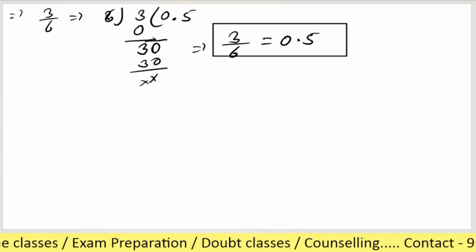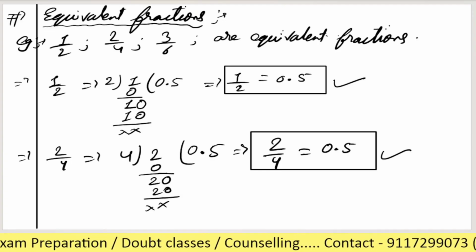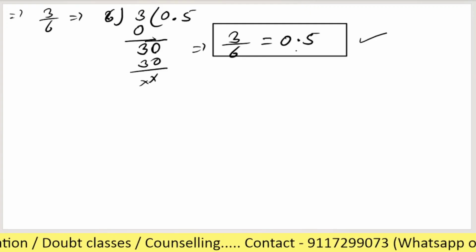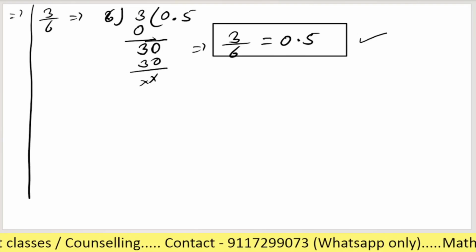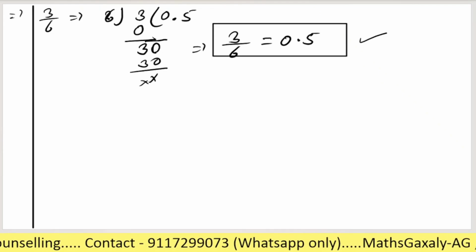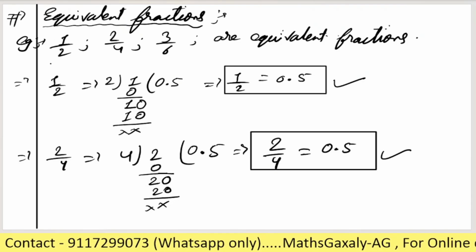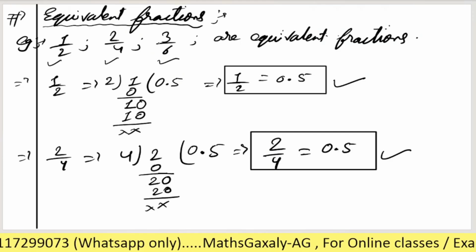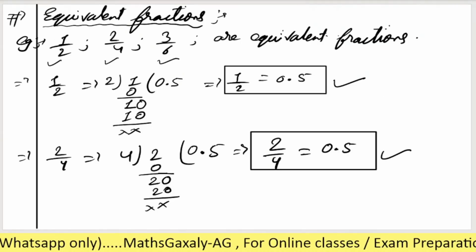Is it clear, or any doubt? No, sir. So as you can see, the value of 1 by 2, 2 by 4, and 3 by 6, for all of these the value is 0.5. That's why we can say that these fractions are equivalent fractions, okay. Did you understand it? Yes, sir. In each fraction the numerator and denominator are different, but their value is the same, which is 0.5.